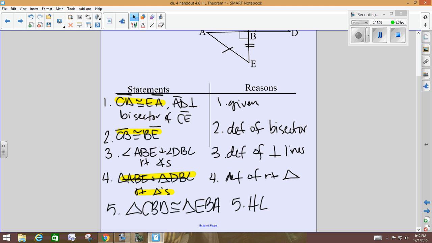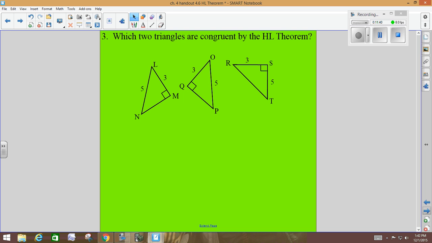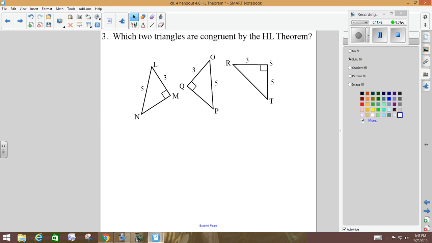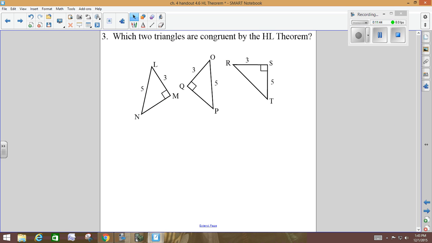Two examples left. Number 3, circle the two triangles that are congruent by the HL theorem. There's 3 triangles there. Circle the 2 that would match up with the HL theorem. And think about what H means and what the L means in that abbreviation.